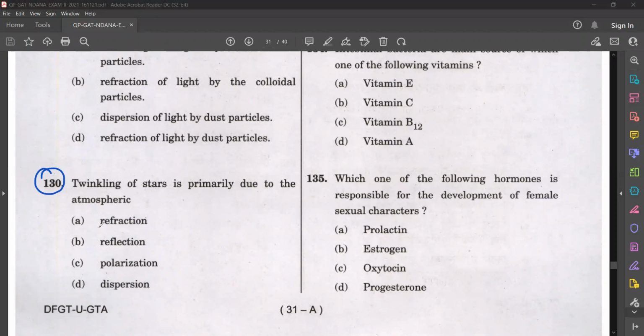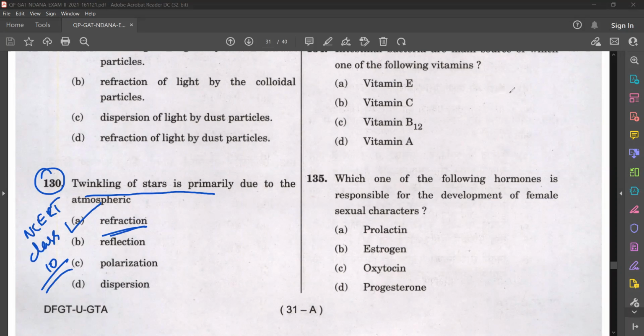Twinkling of stars is primarily due to atmospheric: diffraction, reflection, polarization, dispersion. So what is the answer? Obviously it is atmospheric refraction. Twinkling of stars is due to atmospheric refraction, isn't it? Direct question from NCERT class 10.